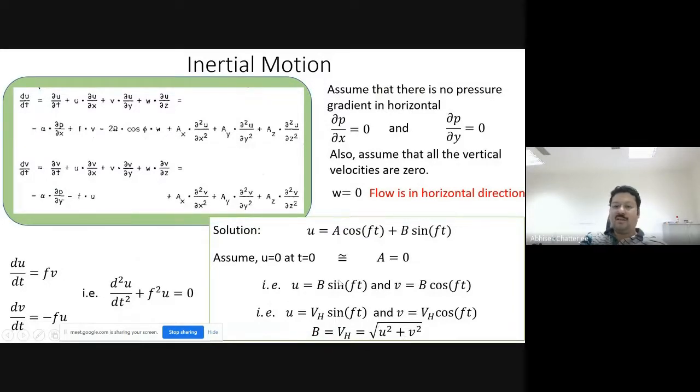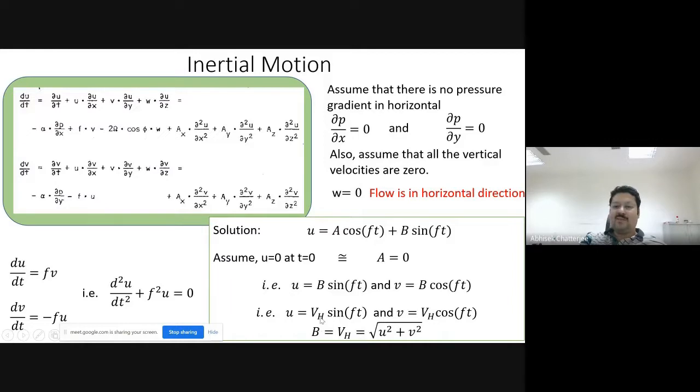Why? If you take u square plus v square, you will have b square in common, take it out, you will have sine square plus cos square. Sine square plus cos square is always 1. Do you know that? Yeah, sine square plus cos square is 1. So you will have b square. So from there you can easily get b equals root over u square plus v square. We have noted it down as vh.